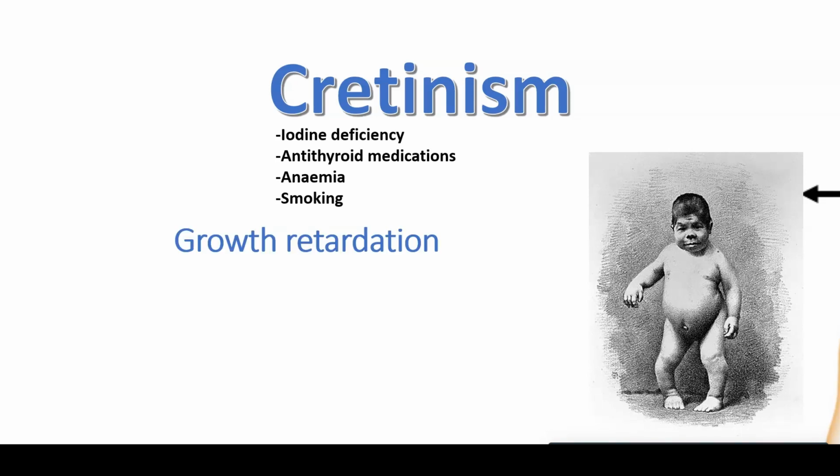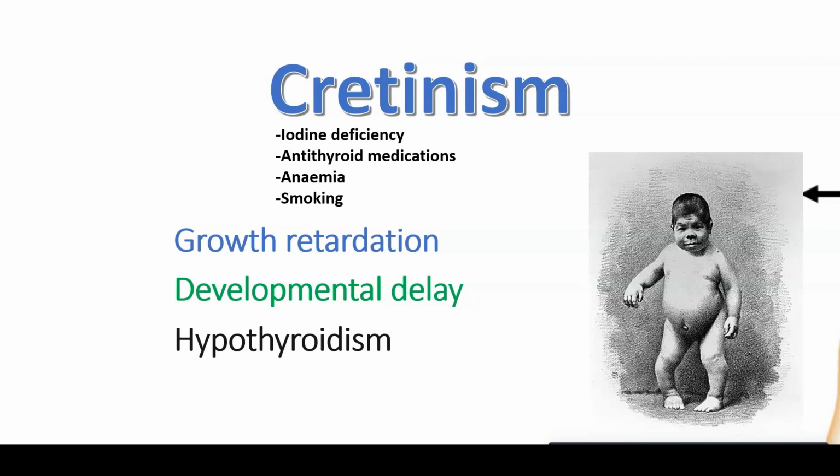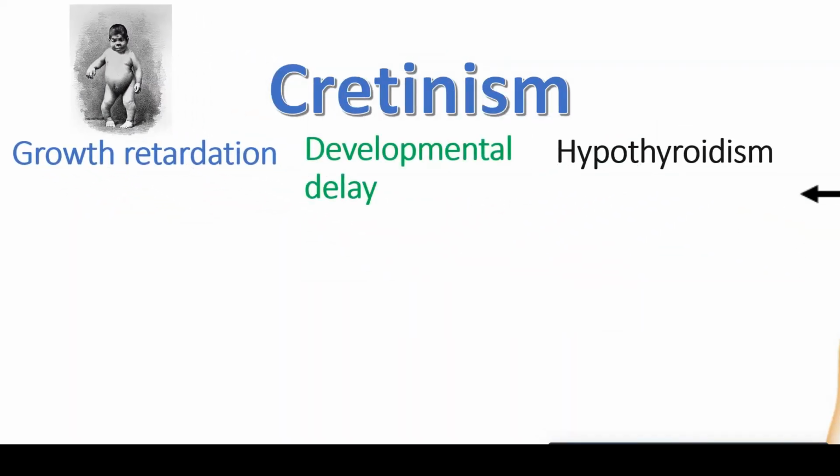What are the features? We have growth retardation, which is actually quite similar to dwarfism, which is why, if you remember, we mentioned in dwarfism that it has no mental retardation, because that point will be relevant now. Because in cretinism, there will be mental retardation and developmental delay, and obviously there will be hypothyroidism. Okay, you can actually imagine it as all retardation of growth, retardation of mind, retardation of thyroid. So in cretinism, we'll be discussing these features now in detail.